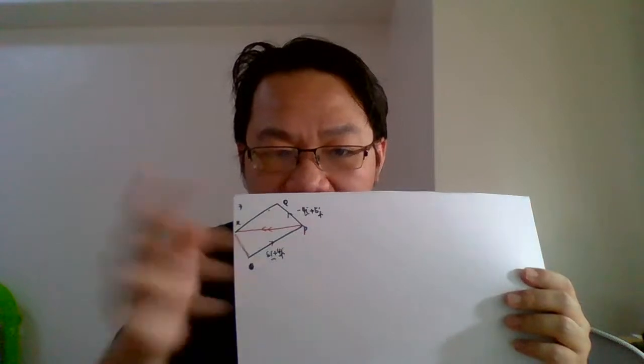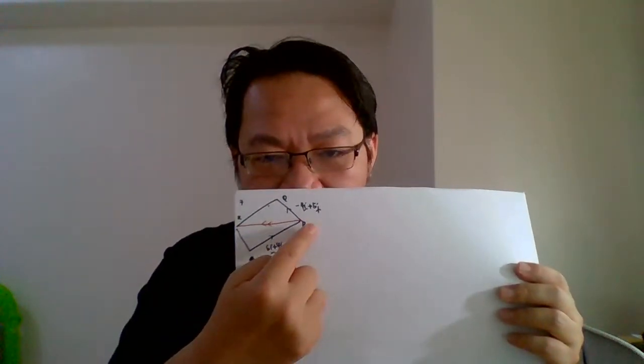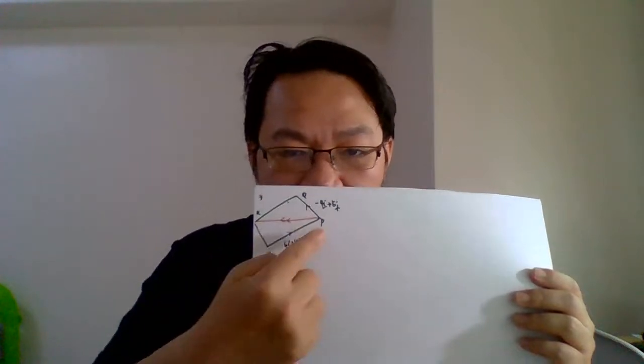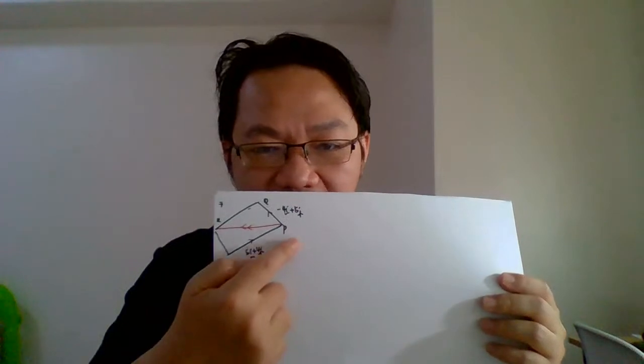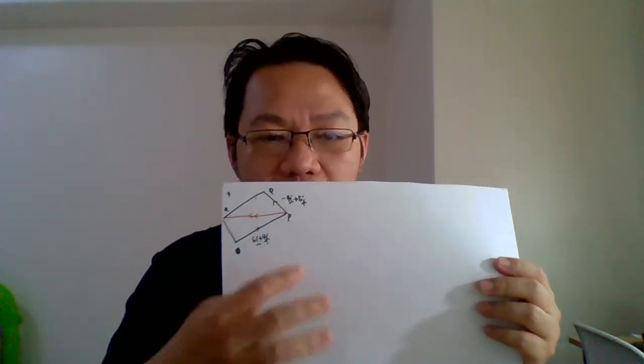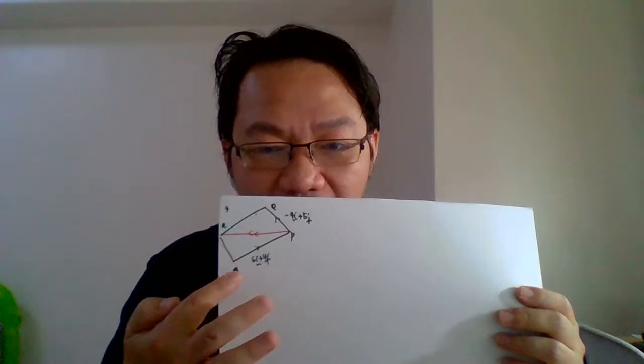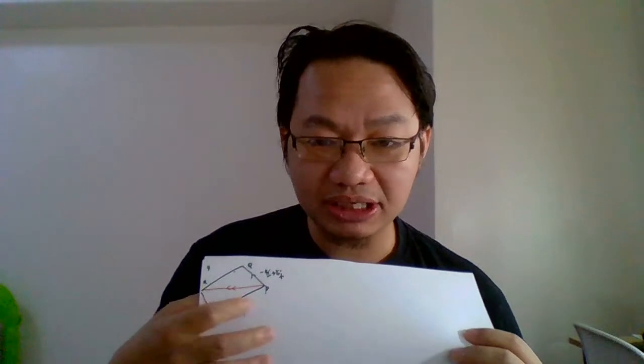To find PR, that means we must start from P. There are two routes, two pathways here: either P to O to R, or P to Q to R. It doesn't matter. Both of them will give you the same answer, PR. So let me use P to O to R. I'm using this way, the bottom one. So PR equals PO plus OR.